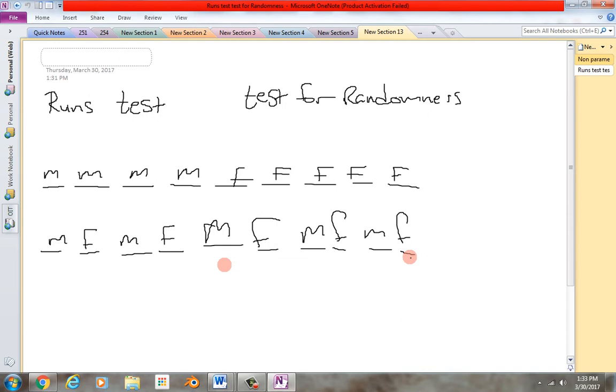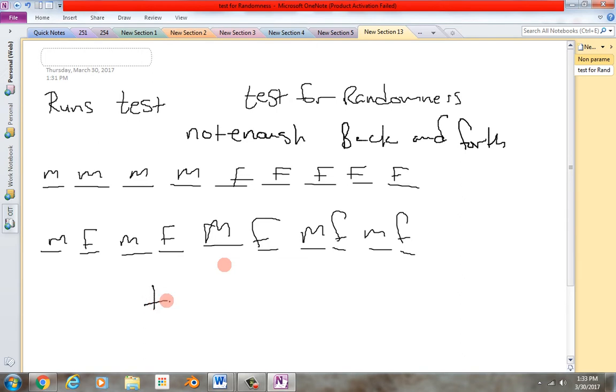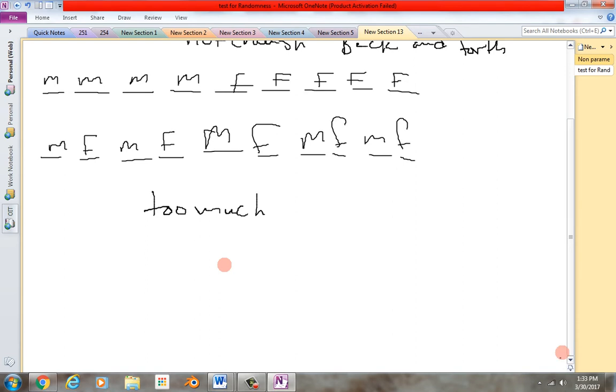Okay, it's that idea that up here there's not enough back and forth. There's just not enough back and forth. And down here there's too much. And somewhere in between there must be this happy medium. Okay, but either too many switches or not enough switches leads me to think that somebody has been messing with my data to some degree.